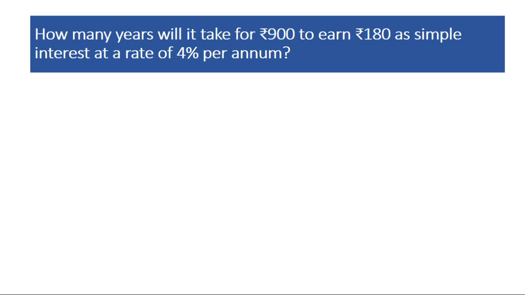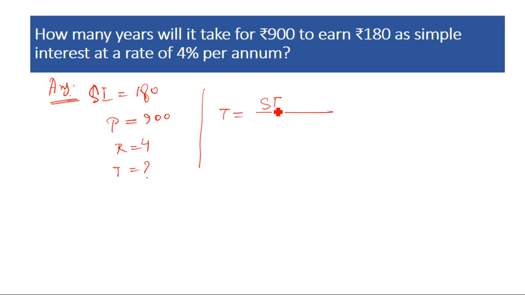How many years will it take for 900 to earn 180 as simple interest at a rate of 4% per annum? Simple interest is equal to 180, P is equal to 900, R is equal to 4. T is equal to SI into 100 by P into R. 180 into 100 by 900 into 4.